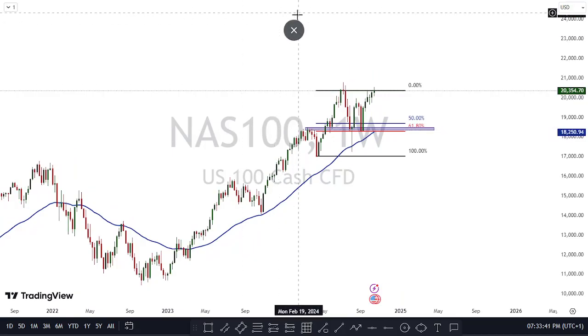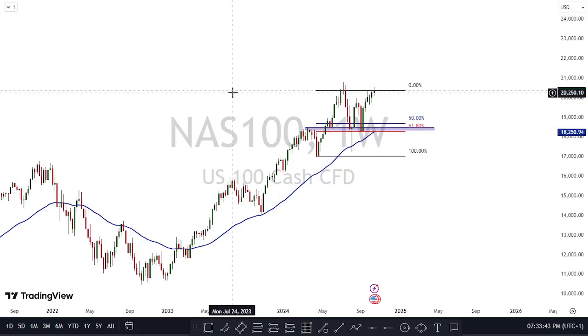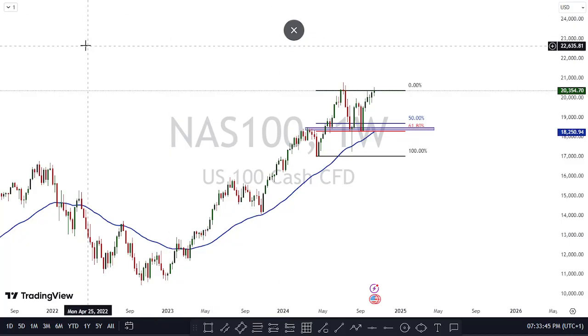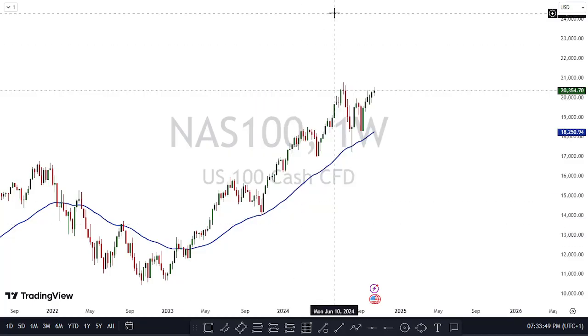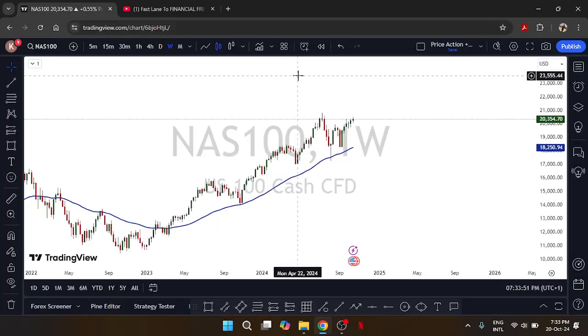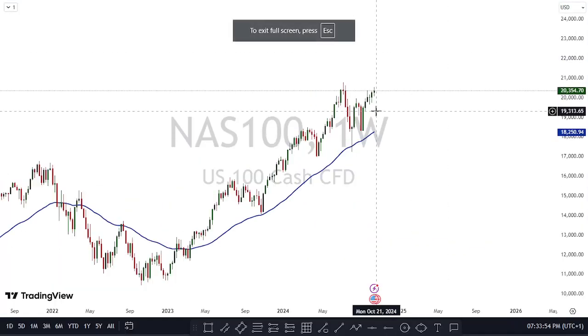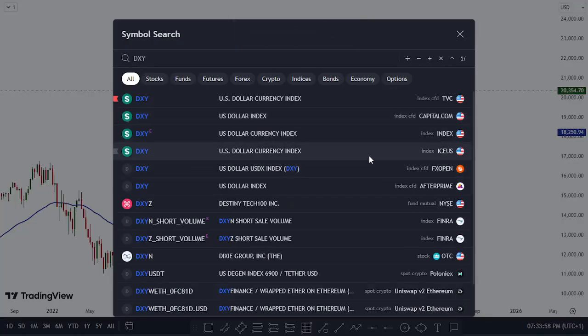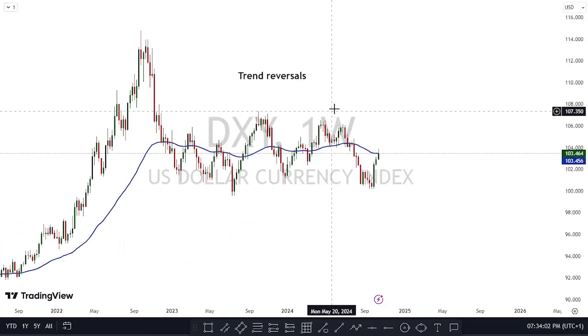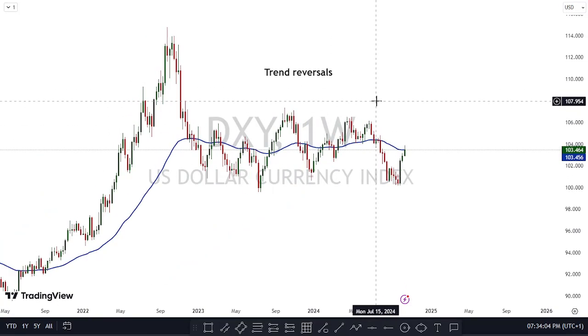So guys, let's go back to our previous. First, let me just do away with this, move these drawings and just go to DXY. And I think this is where we were. Cool. So guys, trend reversals.